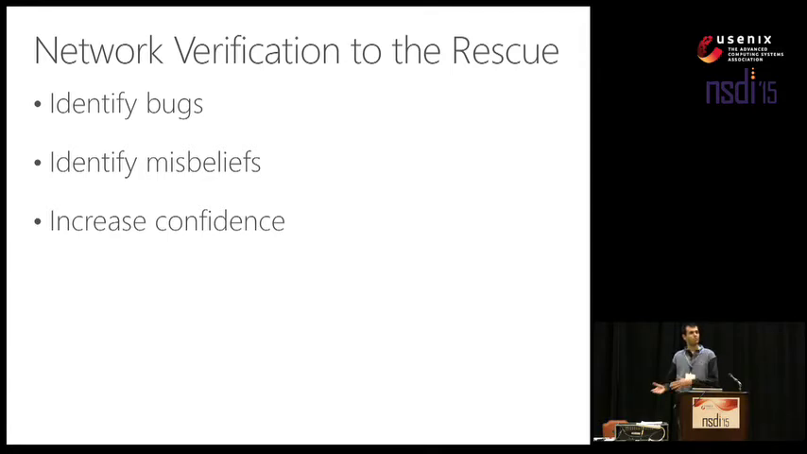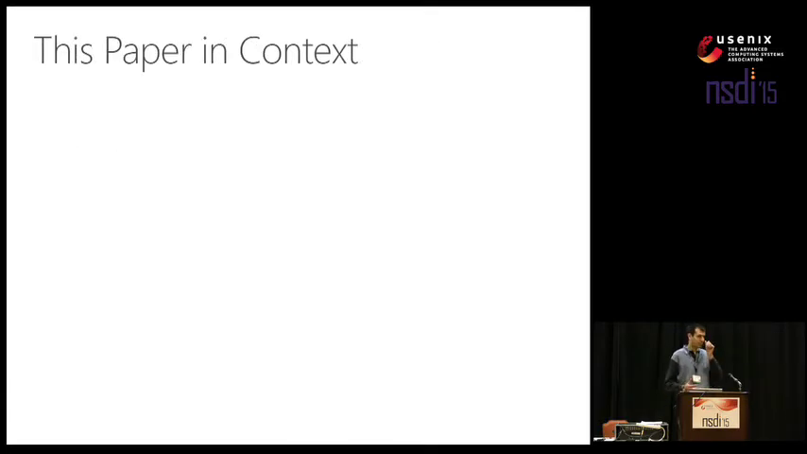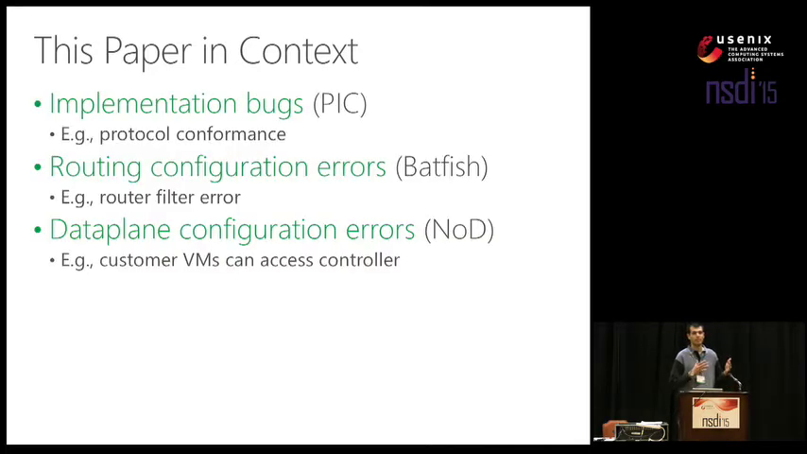So the previous two talks were also on some sort of network verification. Let me just point out what the differences are regarding this paper compared to the others. The last talk was on the implementation of the network protocols, like protocol conformance. And the first talk was on the routing configuration errors at the control plane level, and this talk will focus on the data plane level.